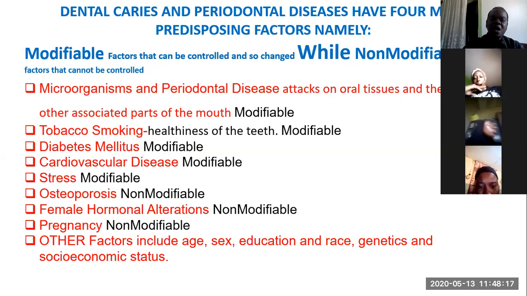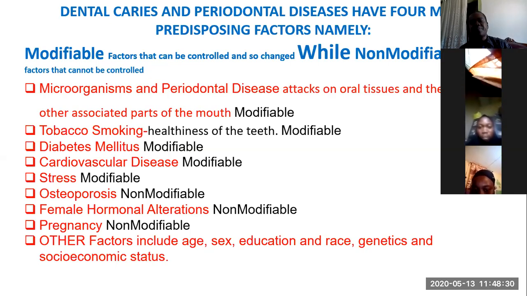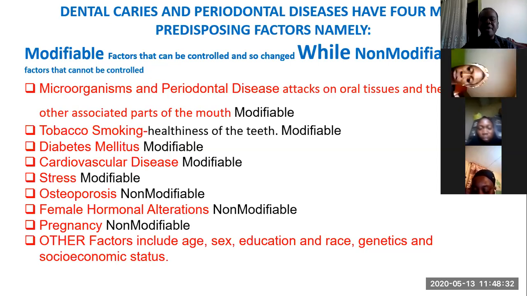These are findings that have been confirmed by research and have been acknowledged by professionals around the world. And these are modifiable factors that can cause dental caries and periodontal diseases. They can make it worse if someone already has them.